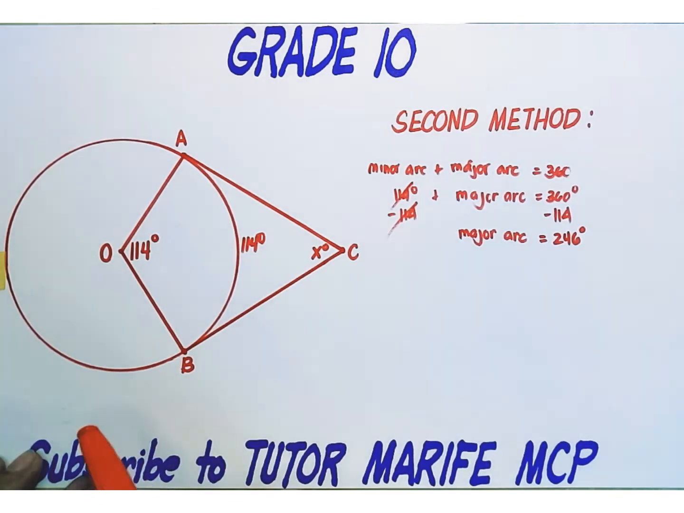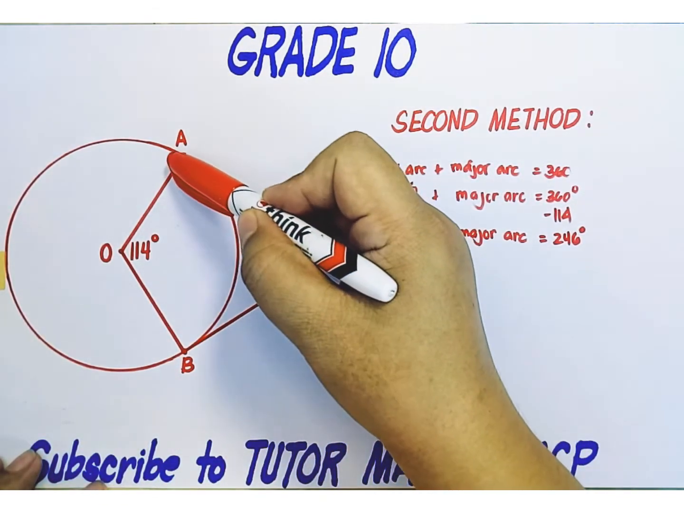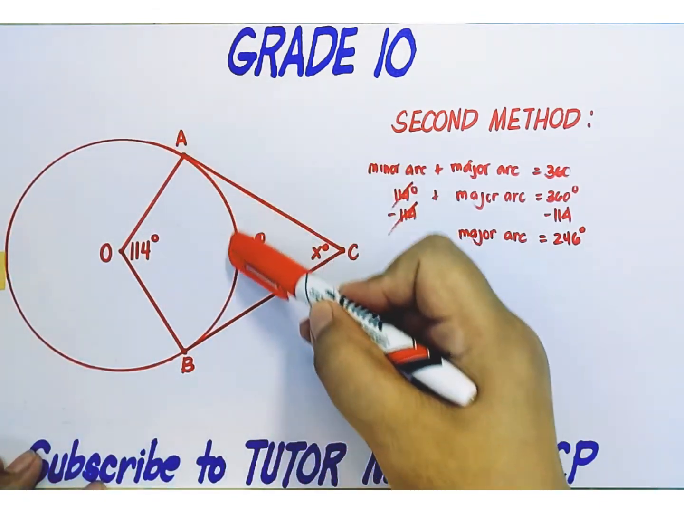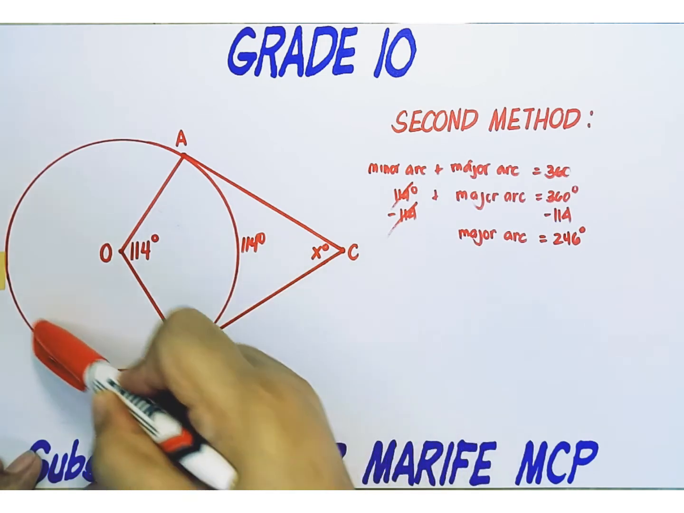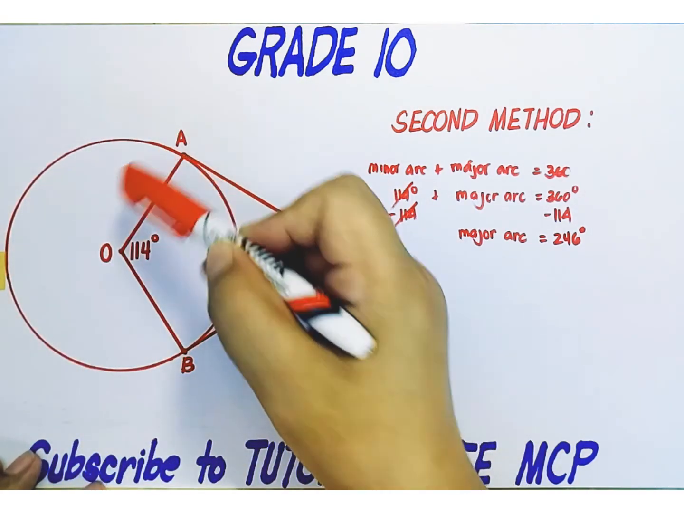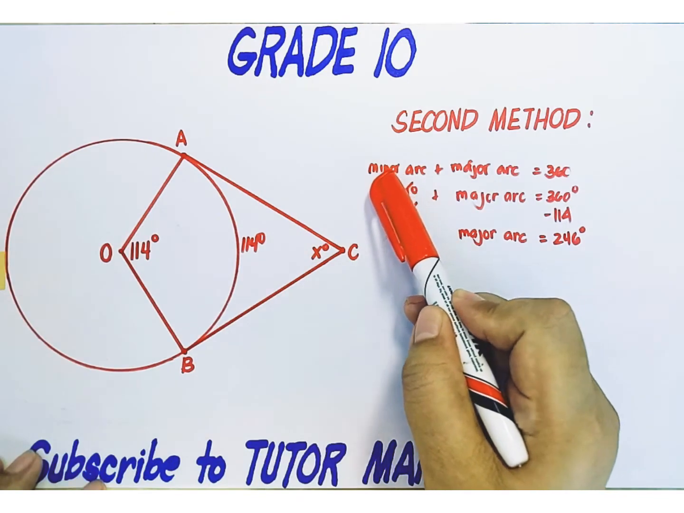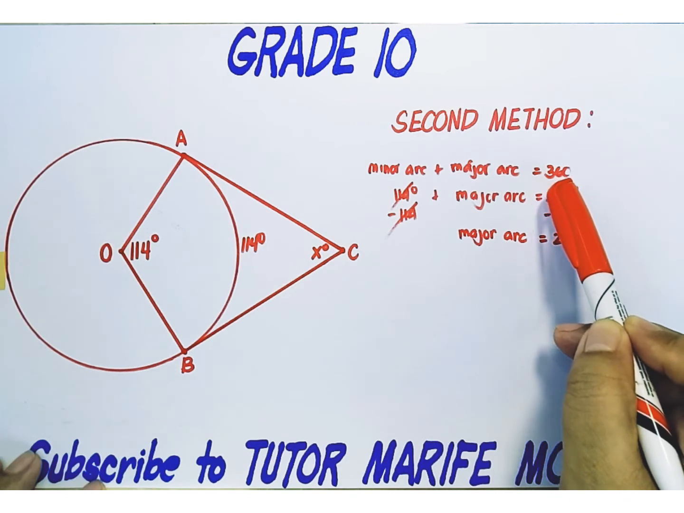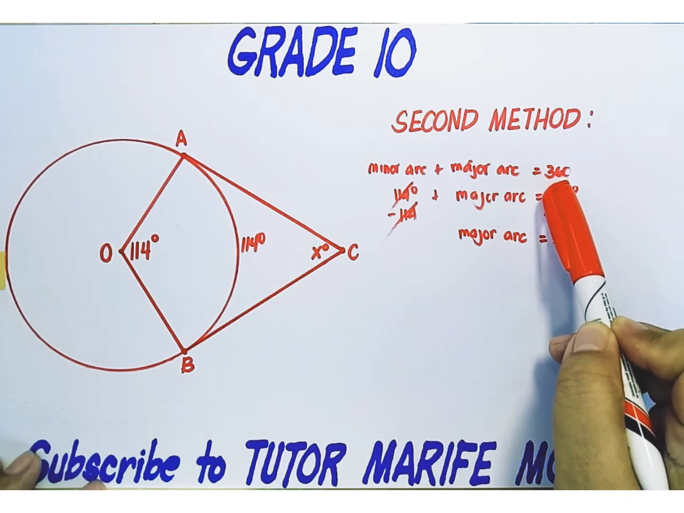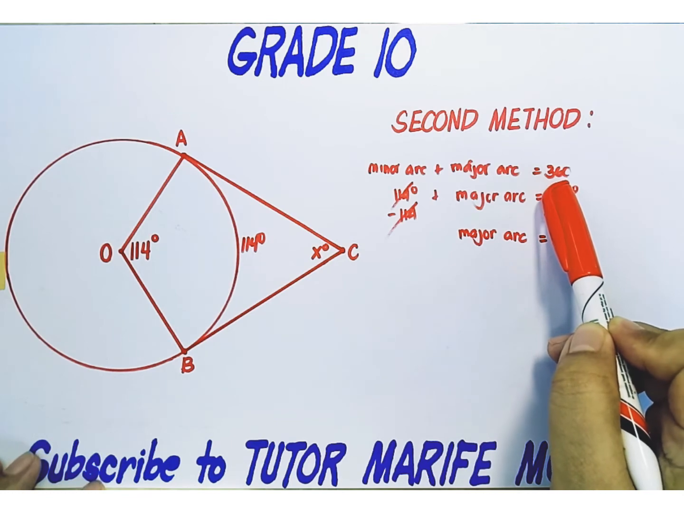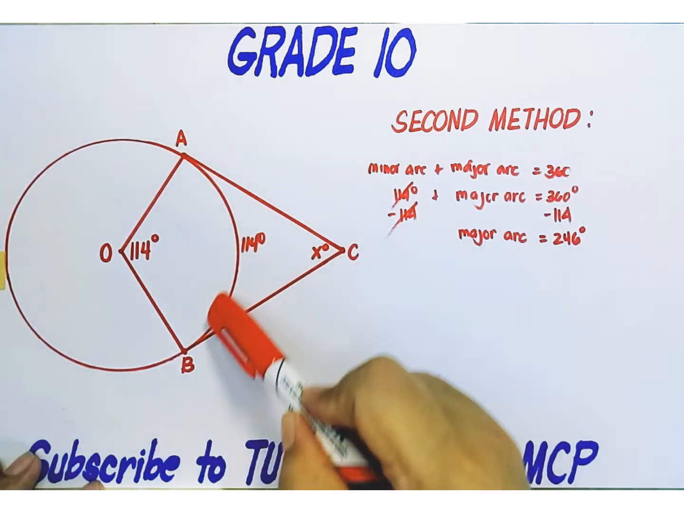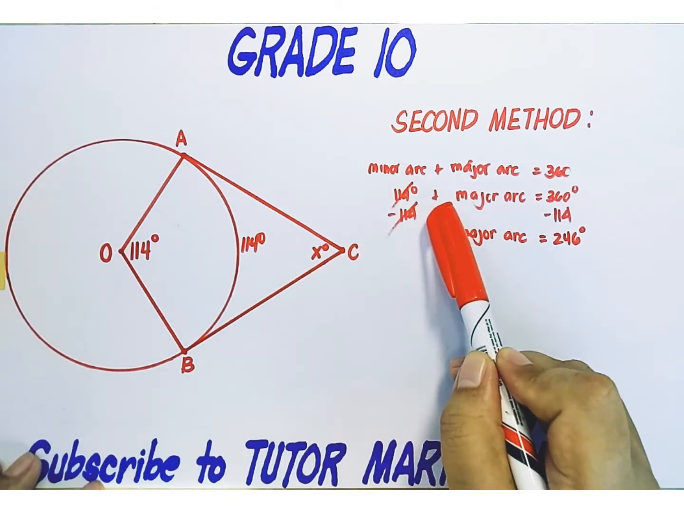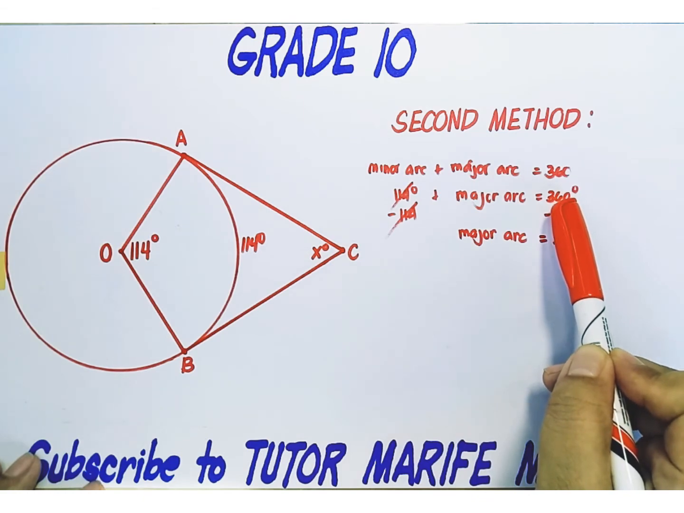Next, notice that circle O is cut into two arcs, the smaller arc and the larger arc. The smaller arc is called the minor arc, while the larger arc is called the major arc. If we add up minor arc and major arc, their sum is equal to 360 degrees, or equivalent to a full circle. We already computed the value of the minor arc. It's equal to 114 degrees plus major arc equals 360 degrees.